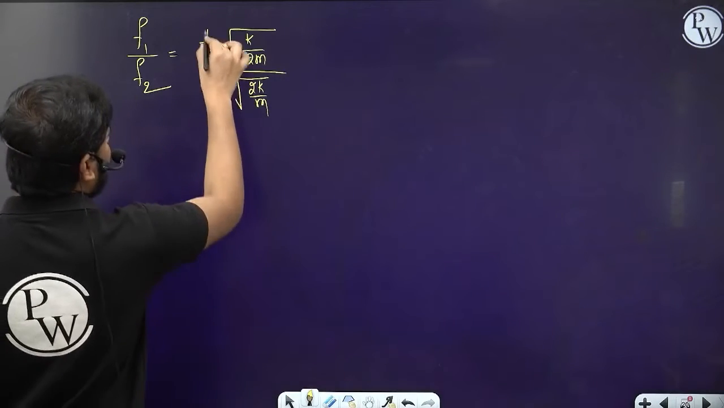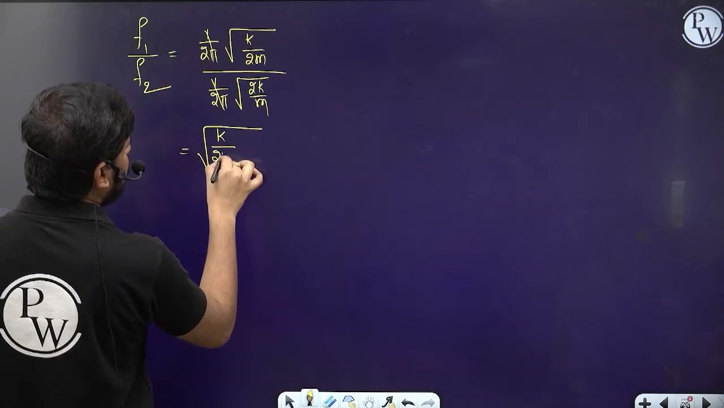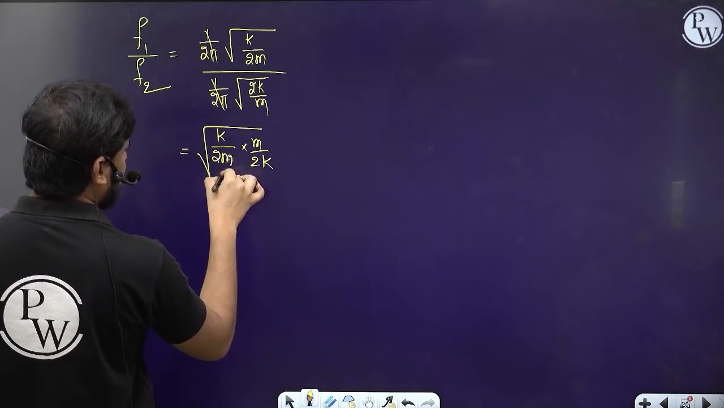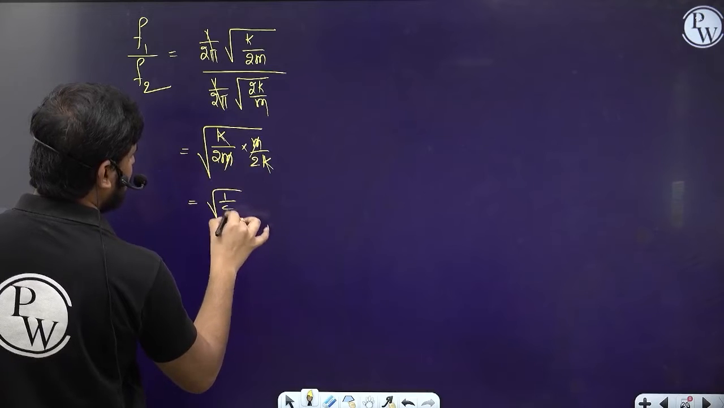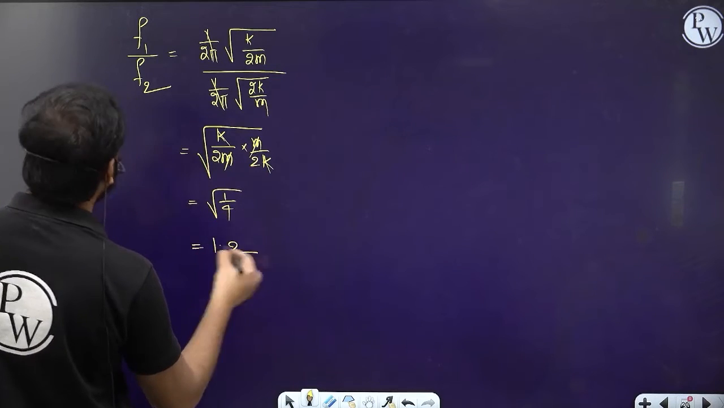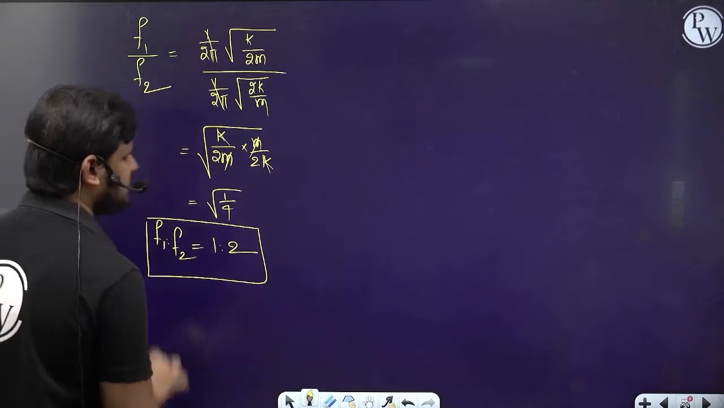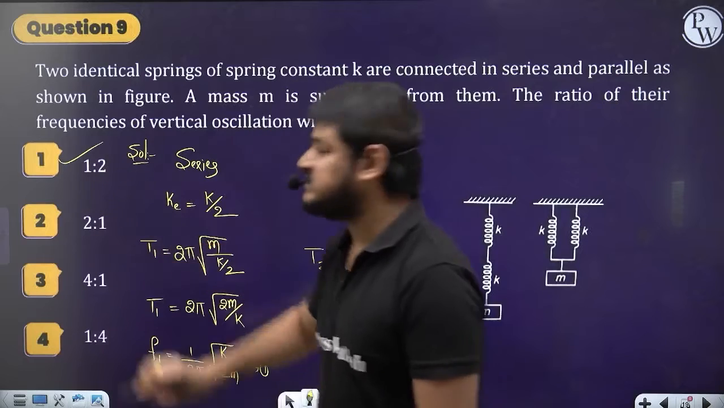1 by 2 pi, 1 by 2 pi cancel. So here in the root, K by 2M into M by 2K we can write. So M cancels, K cancels. It's going to be 1 by root 4, which is nothing but 1 is to 2. So F1 is to F2 is 1 is to 2, which is the correct answer. So 1 is to 2, option 1 is the correct answer.